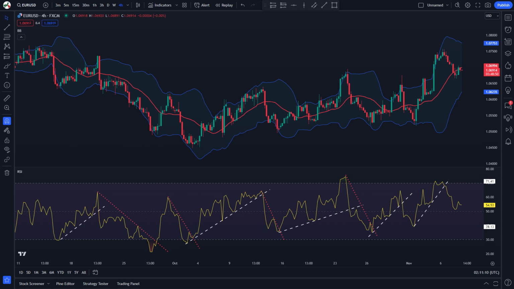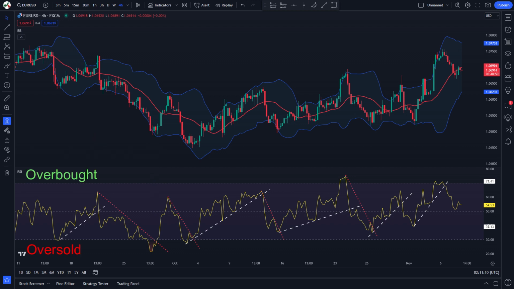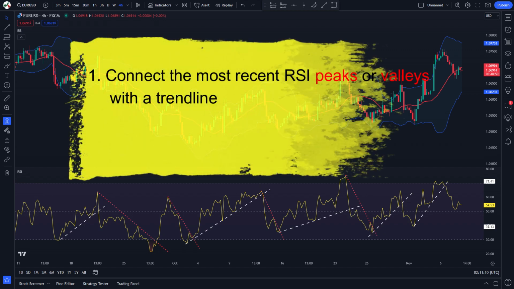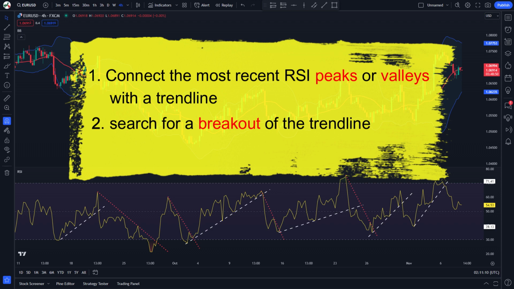So we'll use the RSI indicator to show us if the prevailing trend has ended and a new trend is underway. The first step, we're going to measure the overbought or oversold conditions as a crossover system. And then we're going to take it one step further and look for a break in momentum of the prevailing trend. The base rules of this technique are straightforward. We only need to connect the most recent RSI peaks or valleys with a trend line. And we search for a breakout of the trend line, which will warn us that the market has lost its steam and the prevailing trend has lost its momentum.